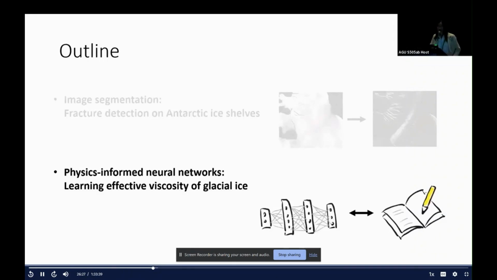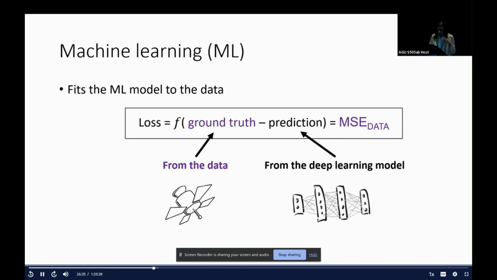Okay, so now let's move on to the second part, a neural network constrained by physics equations. We know that when we train a machine learning model, we are essentially fitting some model to observational data, and we're trying to minimize some sort of loss function, which quantifies the difference between the ground truth from the data and a prediction from our machine learning model.